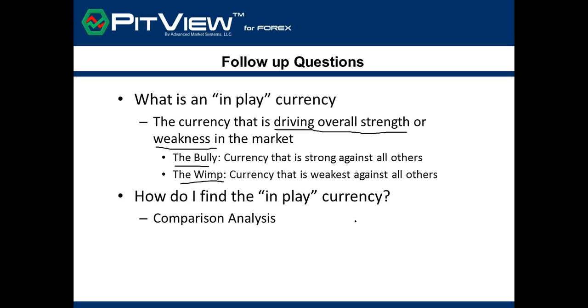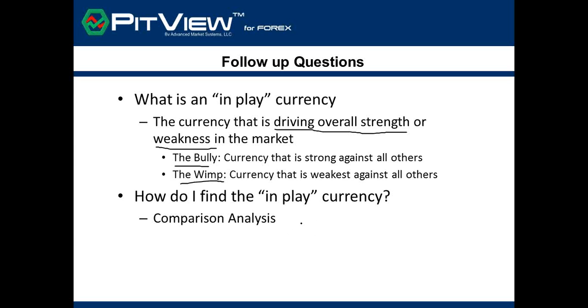The wimp is going to be the currency that is weakest against all the other currencies in the markets. So the driving currency doesn't necessarily always have to be the strongest currency. Sometimes the driving currency can be the currency that's getting its butt kicked by all the other currencies, no matter what currency you put it up against or how weak the other currencies are, the one currency that's getting weaker against all the others.